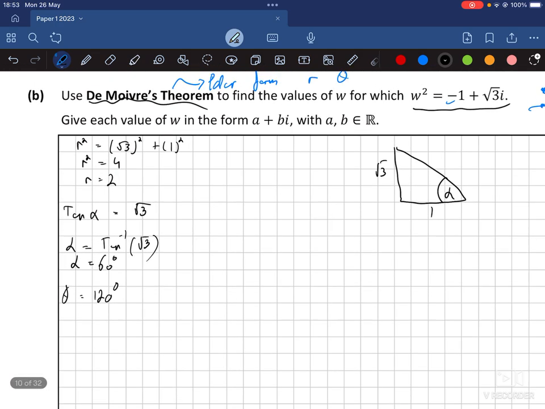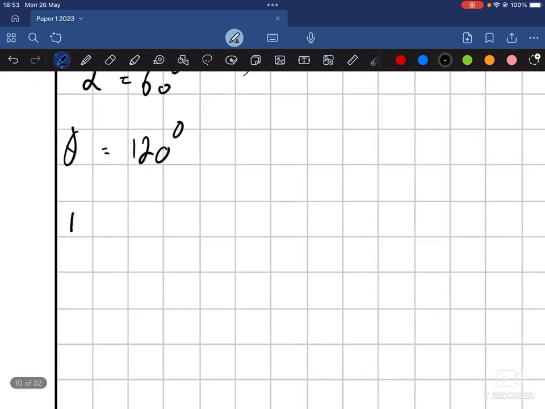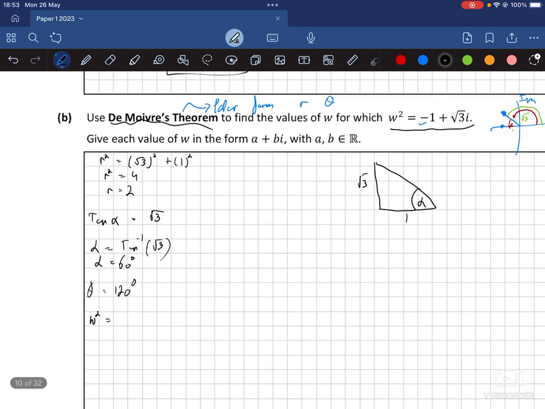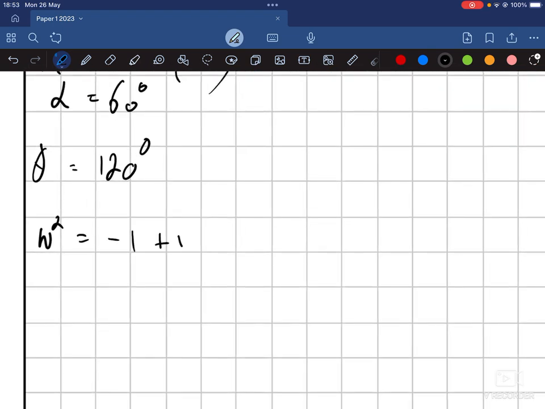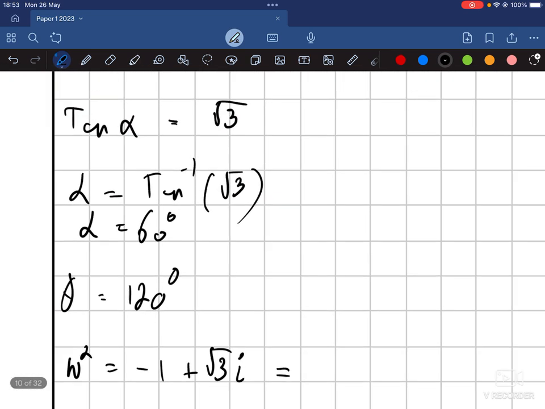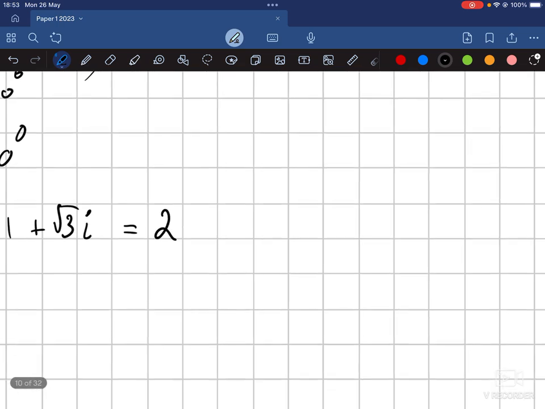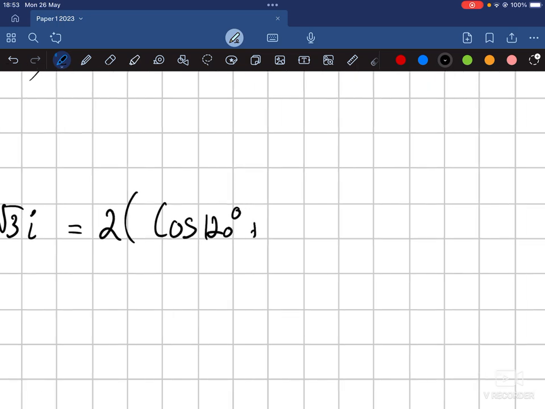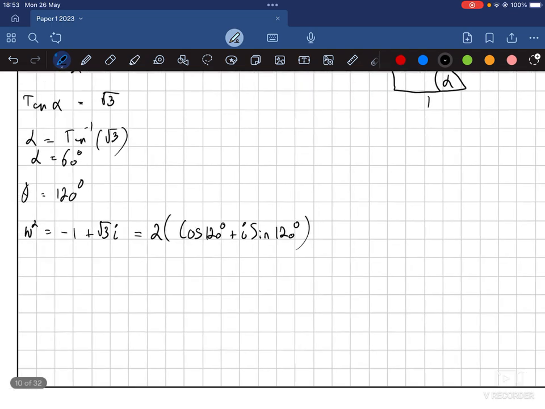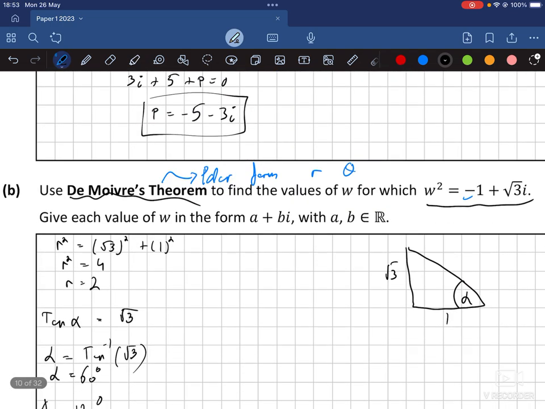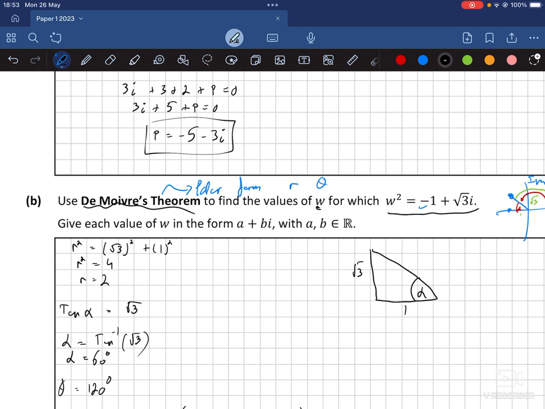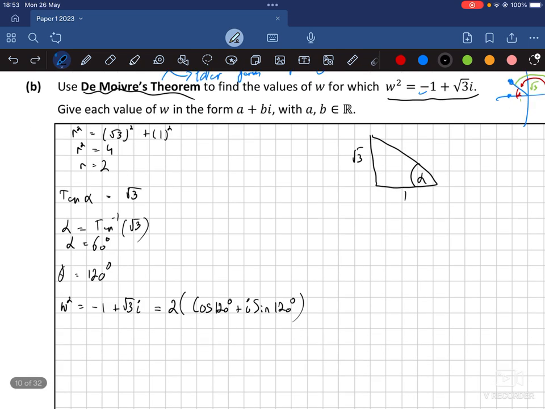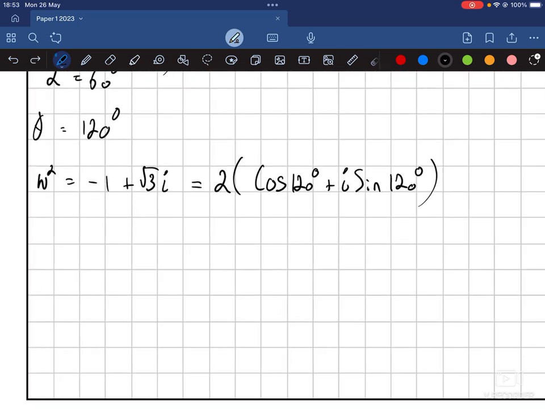So now what I'm going to do is I can say w squared is equal to whatever we were given at the start, minus 1 plus root 3i. And now I can do another equal sign, and I can say in polar form, this is going to be the same as 2, and then do brackets, cosine 120 degrees plus i sine 120 degrees. Okay, so that's how you do the polar form. Now we're looking for the values of w for which w squared is this. Now we can use de Moivre's theorem because it's in polar form.